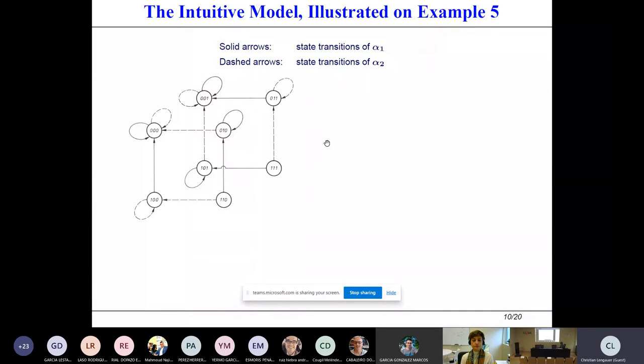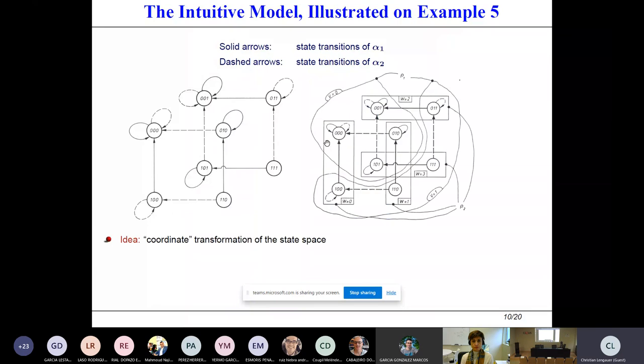Okay, now the question is, what is the property of this graph? What properties does this graph have that allows us to formulate two independent assignments? I'm just giving you that by showing you how a coordinate transformation can be fixed formally. What I do is I partition this state space in two ways. One partitioning consists of four elements of two states each. These are the rectangles here. And the other partitioning contains two partitions of four states each.